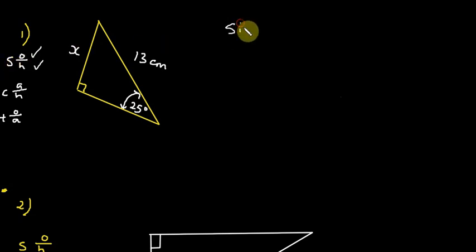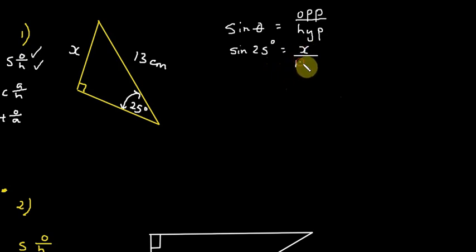And this is what we write. Sine of an angle is equal to its opposite side divided by the hypotenuse. So since we are given the angle 25 degrees, then we write sine 25 degrees is equal to the opposite side, which is x, divided by the hypotenuse, which is 13 cm. When the unknown is at the top, we simply multiply by 13 by sine 25. When the unknown is at the bottom, then we do the opposite, which is divide.